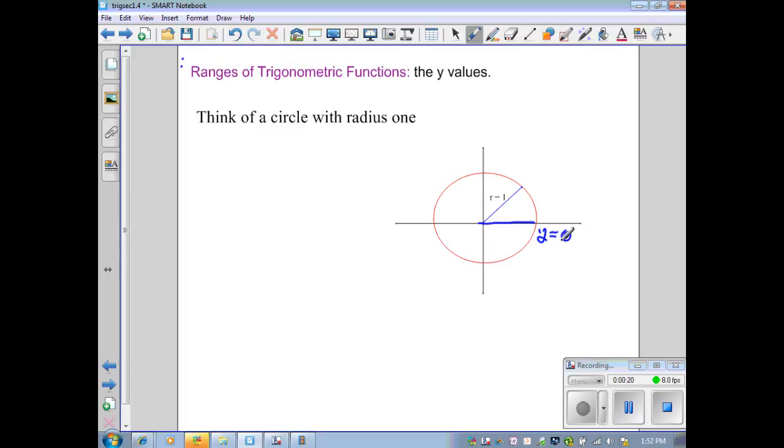My next one going counterclockwise would be generating an angle at 90 degrees. In this situation, I have an x value of 0, but here my y value is 1. Continuing counterclockwise, I'd head to 180 degrees. Here, similar to my 0 degrees, my x value is going to be a negative 1, but again, my y value is 0.